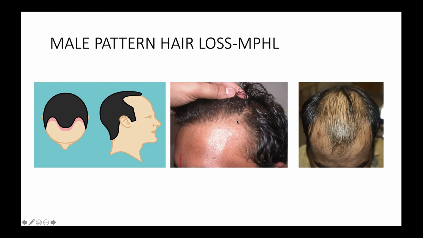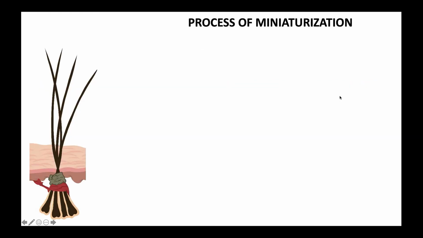These are the pictures which I have shown you previously. Thinning is there, and there can be anisotrichosis and involving the miniaturization over most of the scalp, means the frontal area, then mid scalp area, even the vault is also having the miniaturization.